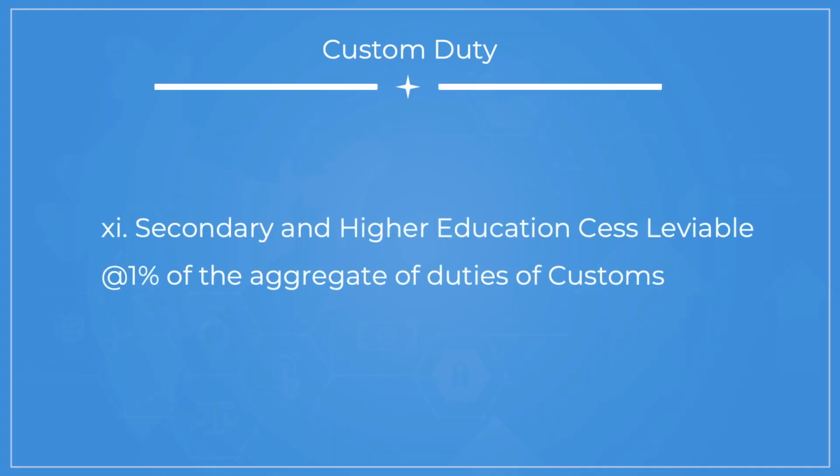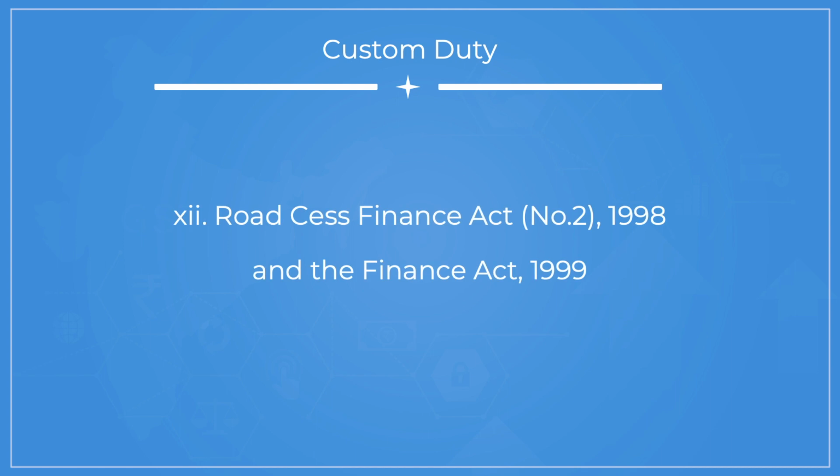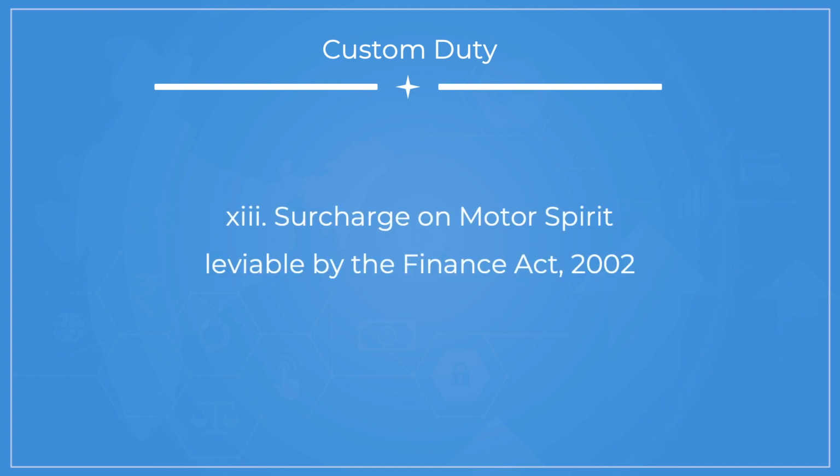Secondary and higher education cess, leviable at 1% of the aggregate of duties of customs. Road cess: additional duty of customs on motor spirit is leviable, and additional duty of customs on high speed diesel oil is leviable, by the Finance Act 1998 and the Finance Act 1999 respectively. Surcharge on motor spirit: special additional duty of customs on motor spirit is leviable by the Finance Act 2002.